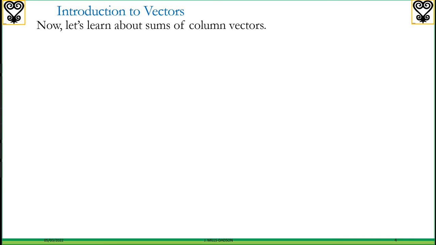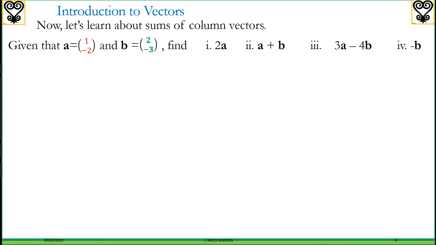now let's learn how we sum column vectors. Imagine that we've been given the vectors A and B. A is 1, -2, and B is 2, -3. Given these two vectors, we are supposed to find the vectors for 2a, a plus b, 3a minus 4b, and -b. Before we can really understand the sums of vectors, let's use diagrams to explain 2a.